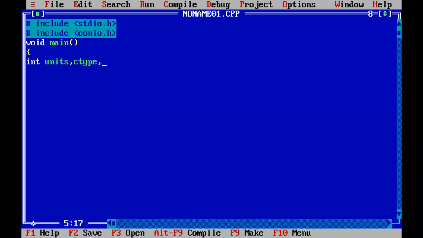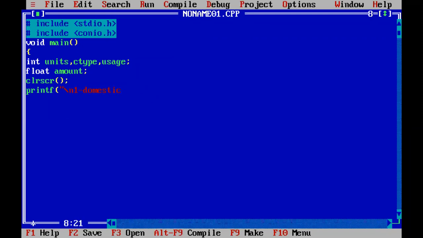Customer type: one is domestic, two is commercial, and other than that is wrong. Then usage type, the usage of the domestic: 1, 2, 3. Float amount. Whenever you are using online compilers, there is no need to write this. Printf, backslash n, one domestic, backslash n, two commercial.